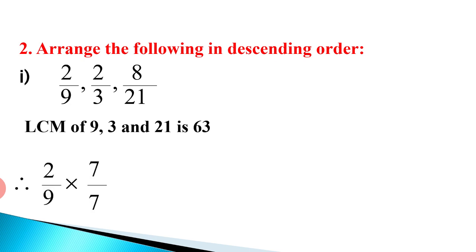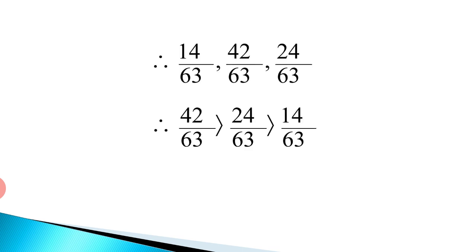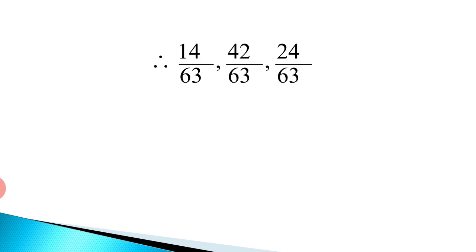Now convert each fraction. So 2 by 9 into 7 by 7. Then 8 by 21 into 3 by 3 and the third one 2 by 3 into 21 by 21. So we are multiplying by a suitable number so that the denominator will become 63. So if it is 9, you will multiply by 7. If it is 3, you will multiply by 21. If it is 21, you have to multiply by 3. So what do we get then? We get fractions as 14 by 63, 42 by 63 and 24 by 63.